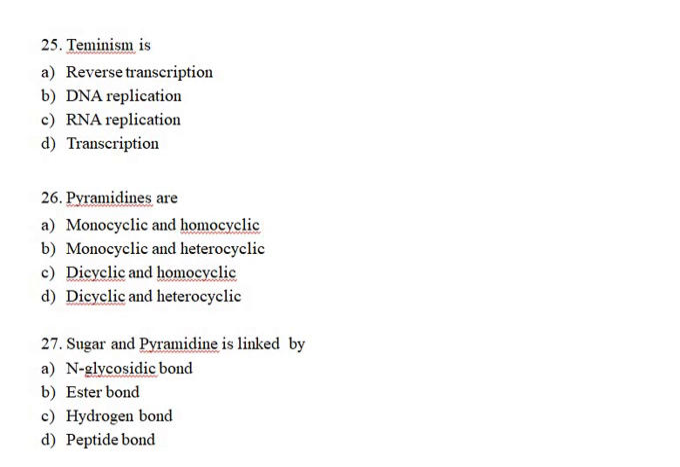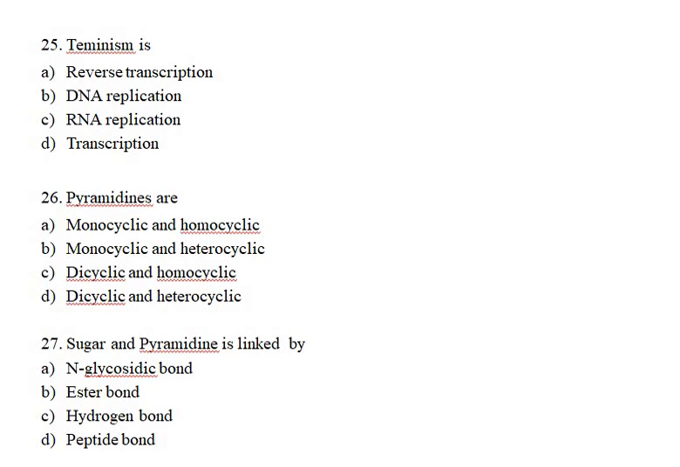Whether they are homocyclic or heterocyclic. So pyrimidine is also made up of different atoms like carbon, hydrogen and nitrogen. So it is heterocyclic. Homocyclic means, I already said, made up of only one type of atoms. Heterocyclic means made up of different atoms. So pyrimidines are monocyclic and heterocyclic. So option B is the right answer.